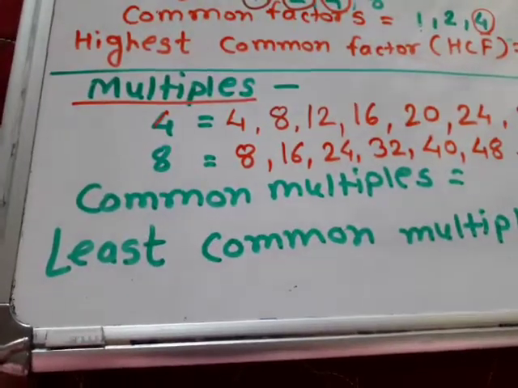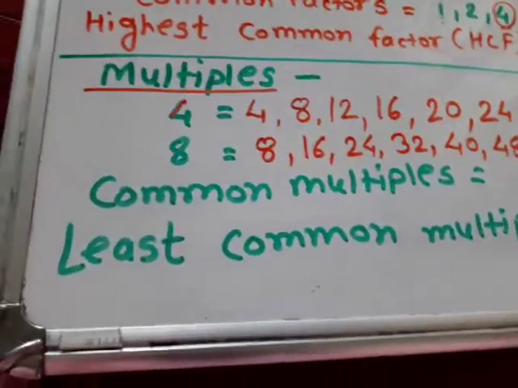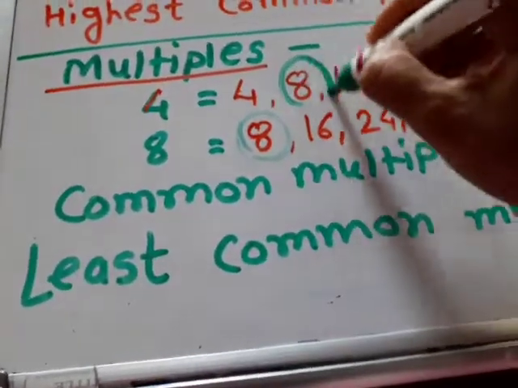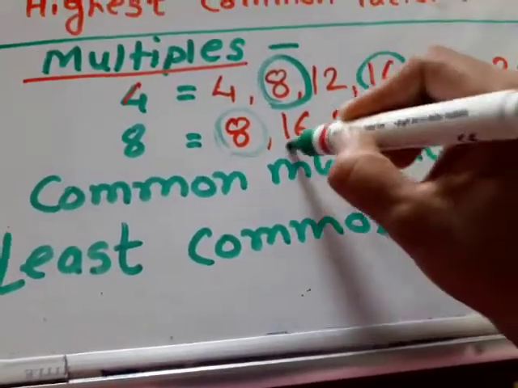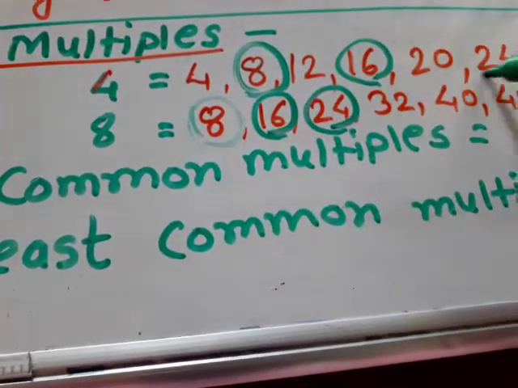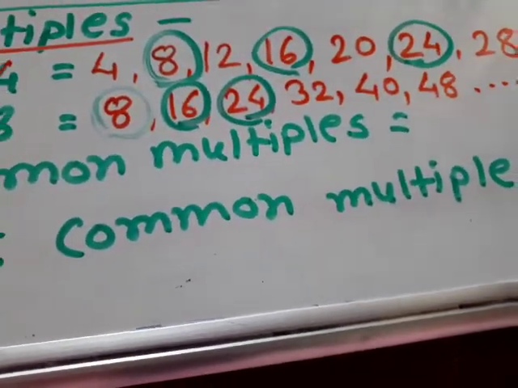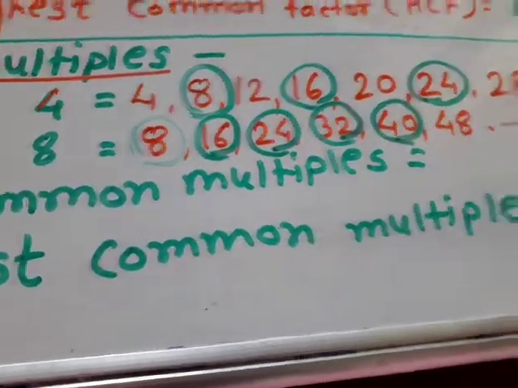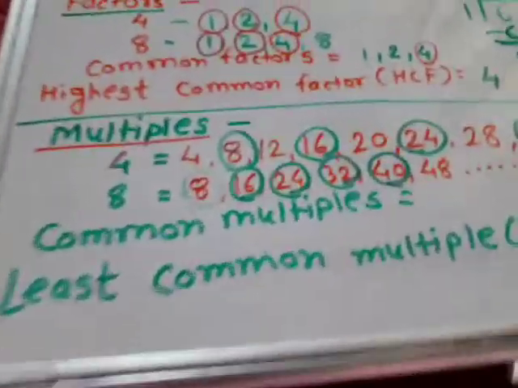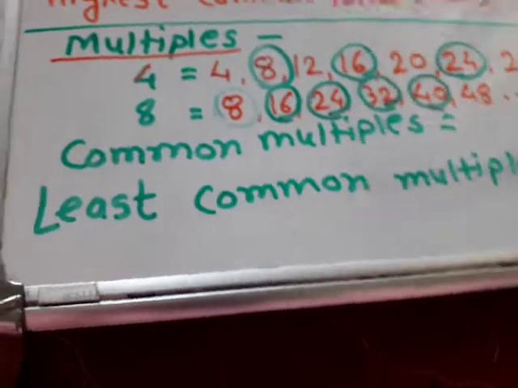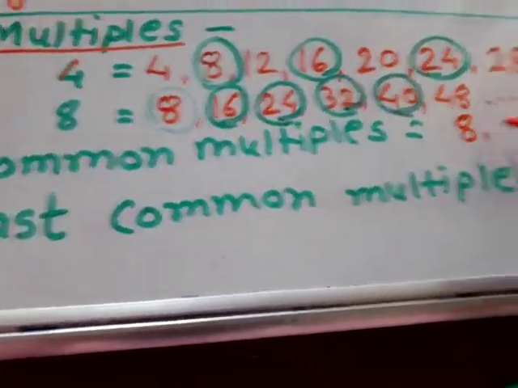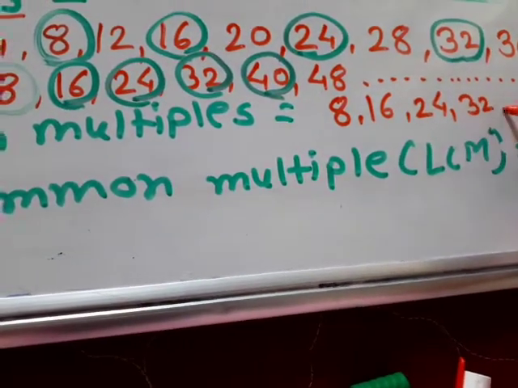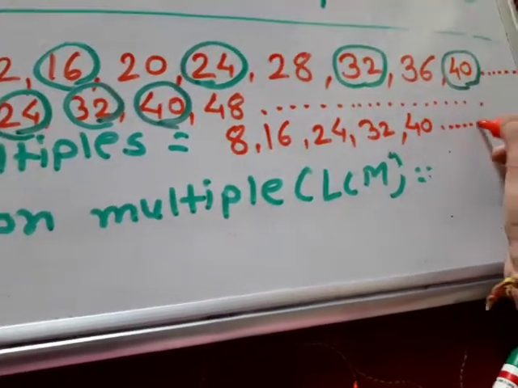In the same way we find the common multiples. Common multiples means again we find the common numbers. Which are the common numbers? We find first 8. 8 is a common number. Then 16 is also a common number. Then 24 again a common number. Then 32, yes, 32 is a common number. 40 is also a common number. In this way we also find lots of common numbers. So we write the common multiples are 8, 16, 24, 32, 40 and so on.